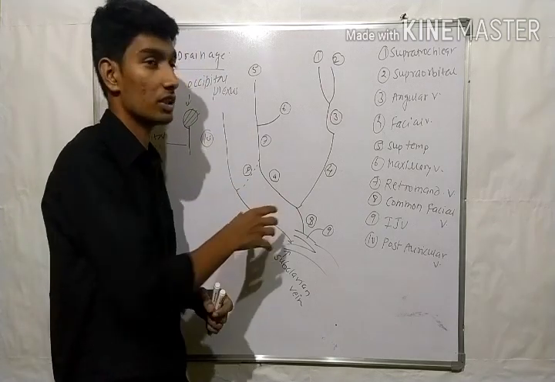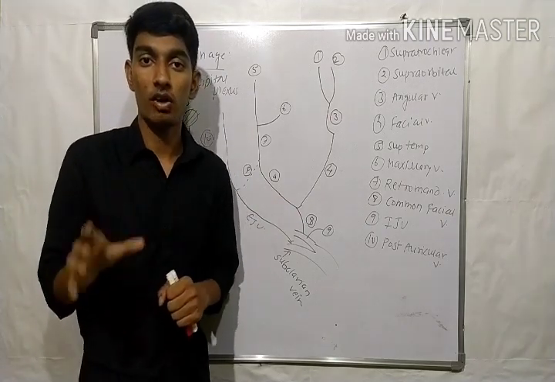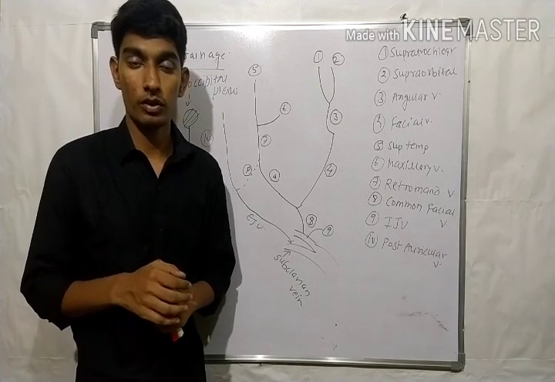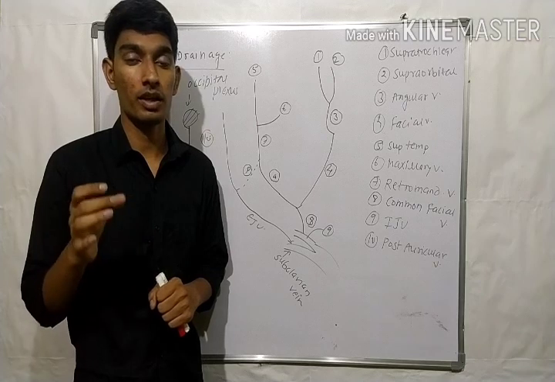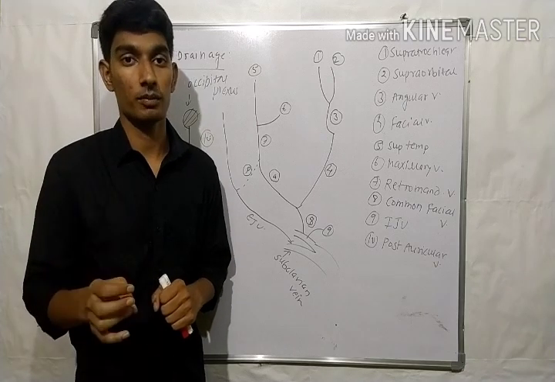This is about the venous drainage, and this is all about the anatomy of scalp. In the anatomy of scalp we have studied extent, layers, blood supply, venous drainage, and nerve supply.